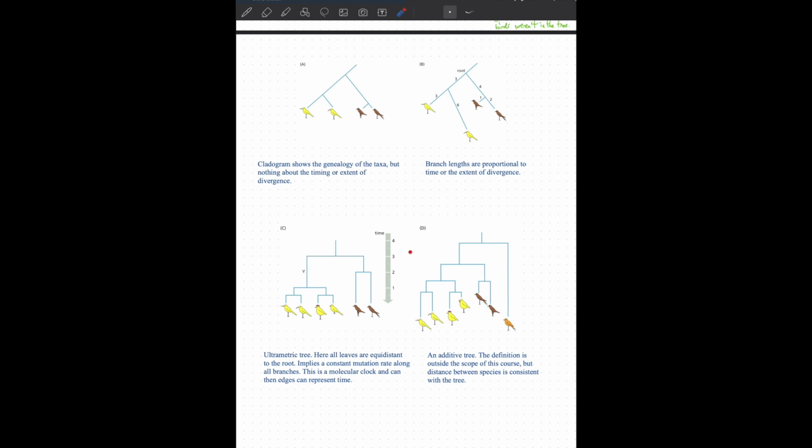Okay, so we've talked a little bit before about why time is difficult on these trees, but an ultrametric tree makes it simple. In an ultrametric tree, all the leaves are the same distance from the root. So you can think of this as a kind of constant mutation rate along all branches. The distance from here down to this species here is the same as the distance from here to here. So basically the rate of mutation has stayed equal over the evolutionary period that we're looking at. So we can think of it as a molecular clock that ticks regularly.